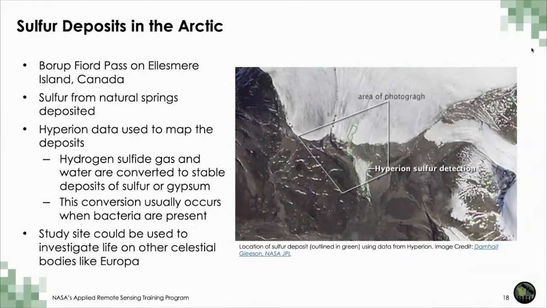So this type of research could help inform scientists about life on other celestial bodies, like Jupiter's moon Europa, to see if elemental sulfur deposits also contain life. So quite a bit different than our vegetation studies, but also a very unique and interesting application of hyperspectral data here.